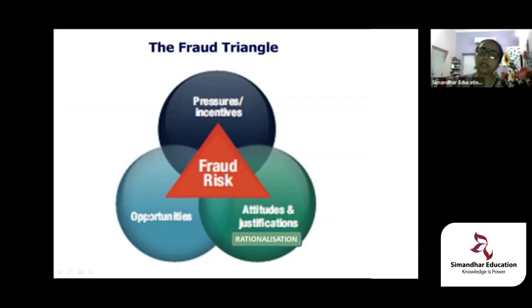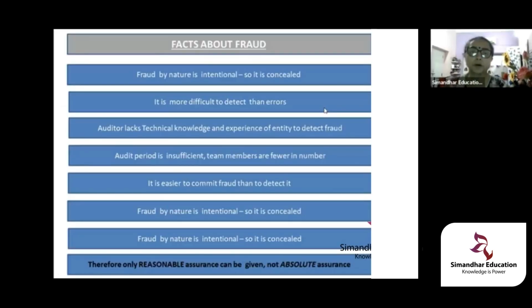And finally, you could also ensure that there are no pressures and incentives. Means give him enough pay, enough salary, so that he doesn't need to do chori, that his basic essentials are already met. So these are the three ways fraud is created. All three are required, and by breaking any one leg of the fraud triangle, the fraud triangle will collapse, like the three-legged chair.